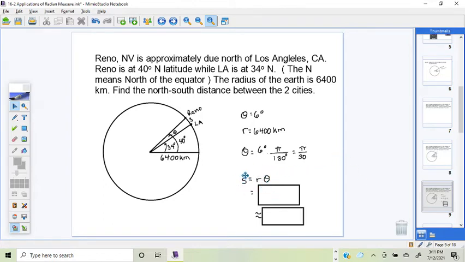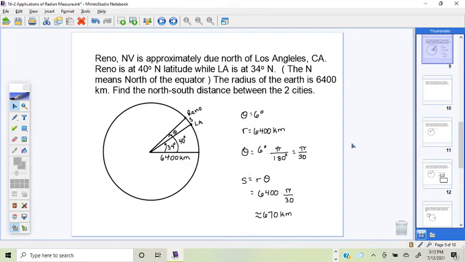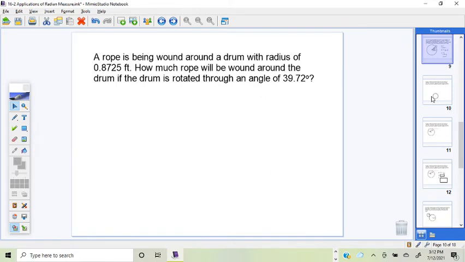And we can use our formula S, which would be this distance from Reno to LA in the north-south direction, would be r times theta. So our radius, 6,400 times pi over 30. You could put that directly into a calculator, 6,400 times pi divided by 30, and get about 670 kilometers. Now, knowing that is one thing you could do, to find a distance between two cities using that information. So there is one application.